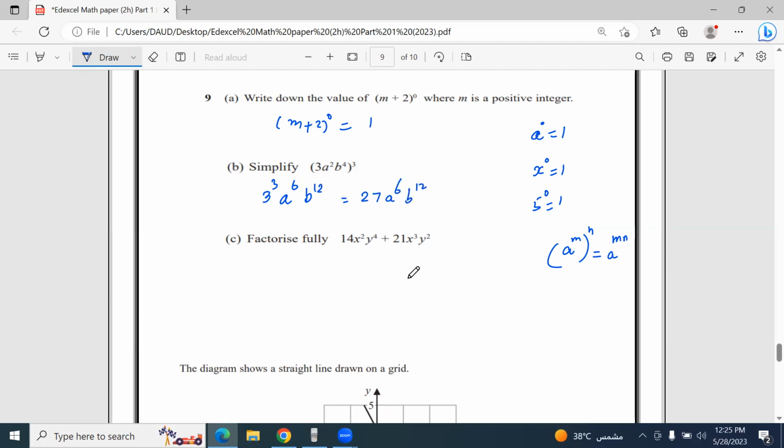One more step, 3 power 3 gives us 27, a power 6, b power 12. That's it. Next, factorize. We will see the highest common factor of these two. The highest factor of 14 and 21 is 7, and x square is in both as well as y square in both. So 7x square y square, and inside we have 2y power 2 plus 7 multiplied by 3, or 21 divided by 7, we will get 3x square. I already took x square common, so I have left only x. Y square I mentioned outside. So this is the factorized form for this question.